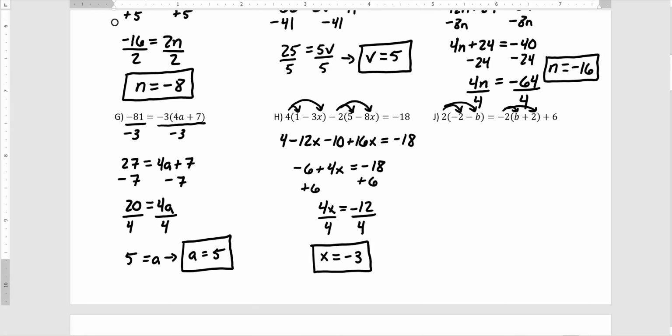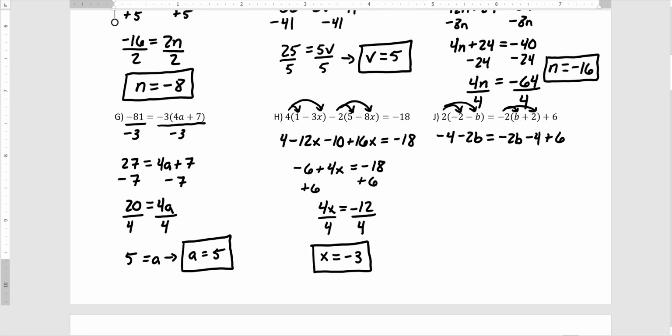So we have 2 times negative 2. That'll give me negative 4. 2 times negative b would give me negative 2b. And that's going to equal negative 2 times b is negative 2b. Negative 2 times 2 is negative 4. And then this plus 6 is going to stay there.